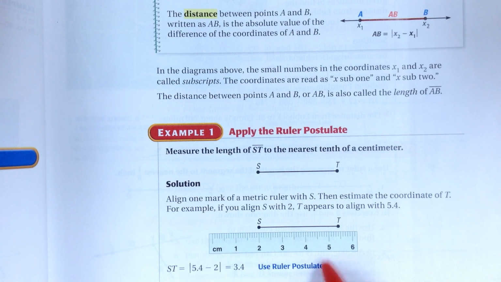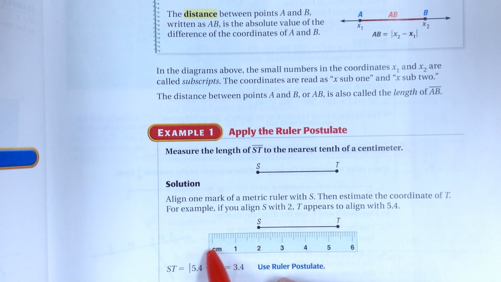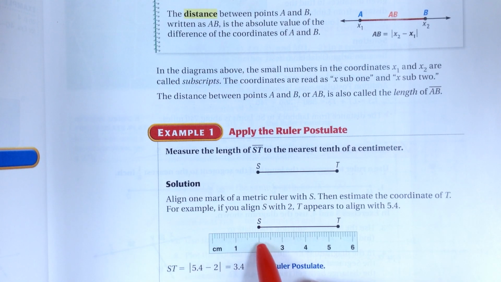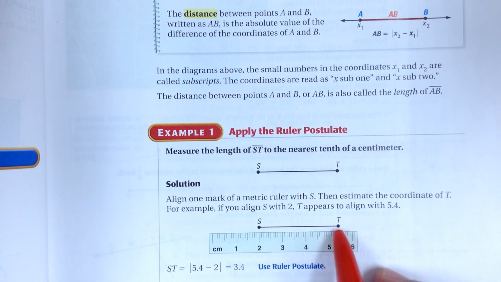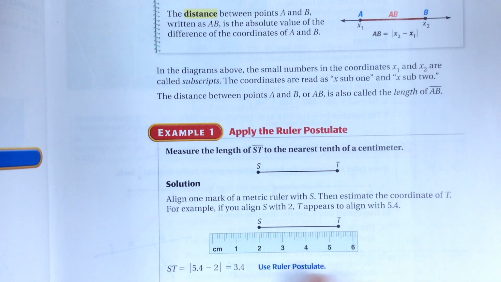Another way to do it is, instead of putting the 2 right over the S, if you just put a 0 right where the S is, then it would be much easier to measure. But in case you're unable to line up the 0 on one of the points, then you just subtract the 2 coordinates and take the absolute value.